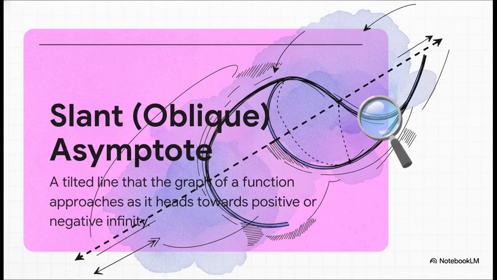So what is a slant asymptote? You might also hear it called an oblique asymptote, which is just a fancy word for tilted or slanted. It's just a straight line, but it's not horizontal or vertical. It's the line that your graph gets closer and closer to as x flies off to positive or negative infinity. Think of it as the tilted runway the graph is trying to land on, but it never quite touches.